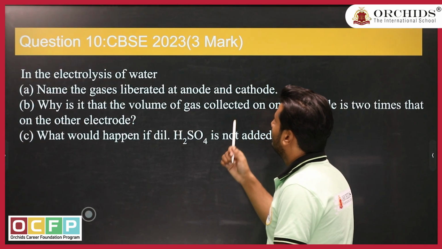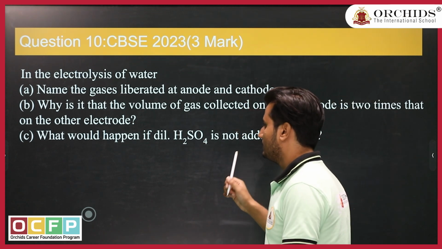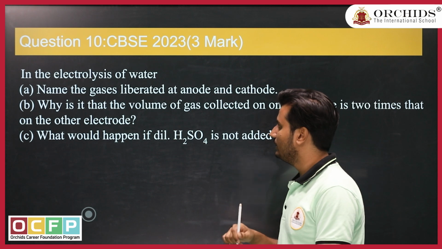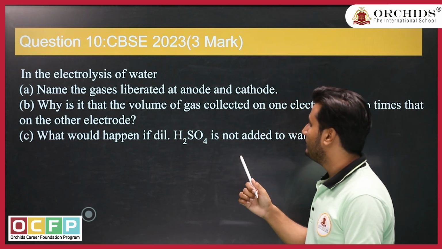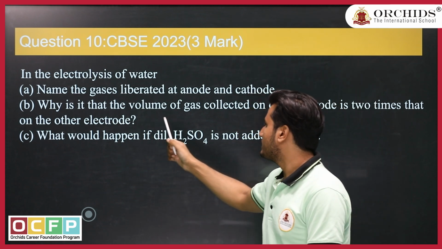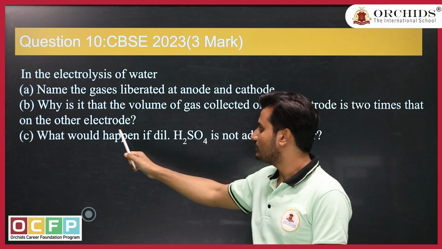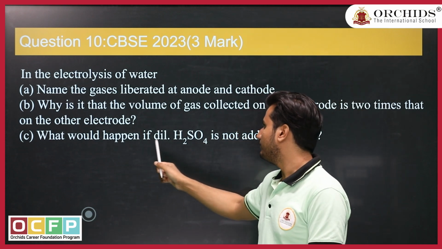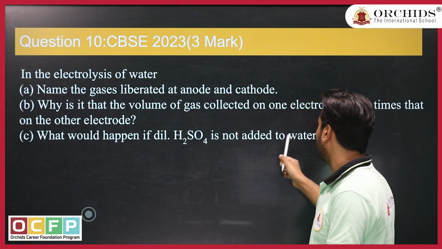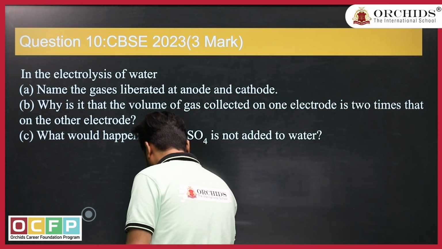Alright. Now this is a 3-mark question asked in 2023. This is a repeatedly asked question. Electrolysis of water. Name the gas liberated at anode and cathode. Why is it that the volume of gas collected at one electrode is 2 times that at the other electrode? What would happen if dilute H2SO4 is not added to the water? So let's solve this question.